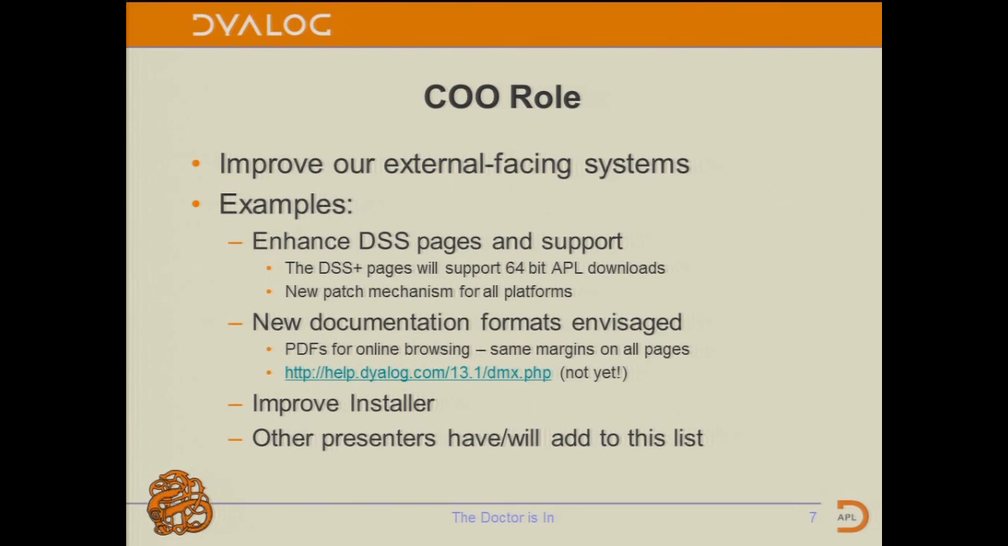So, things that I'm working on at the moment: we are intending to enhance the DSS pages. For the first time, we intend to get to the point where you can download a 64-bit version of Windows APL from our web pages. At the moment, we have to use a slightly archaic method to achieve that. We are also looking at a new patch mechanism, which will run across all platforms. We're thinking about new documentation formats.